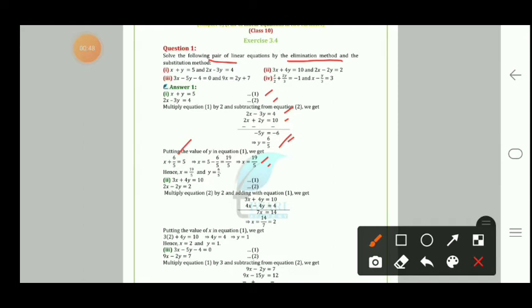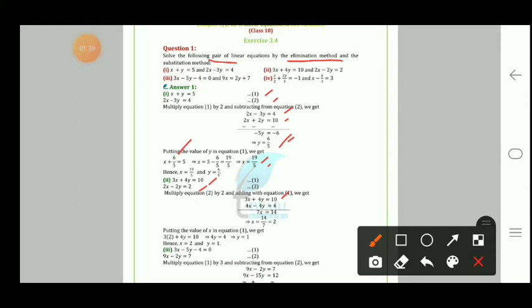Okay, so we can now write here. The substitution method we already know, so we are discussing the elimination method. Now we have 3x + 4y = 10 and 2x - 2y = 2. On multiplying equation number 2 by 2 and adding to equation number 1, the first equation is 3x + 4y = 10.